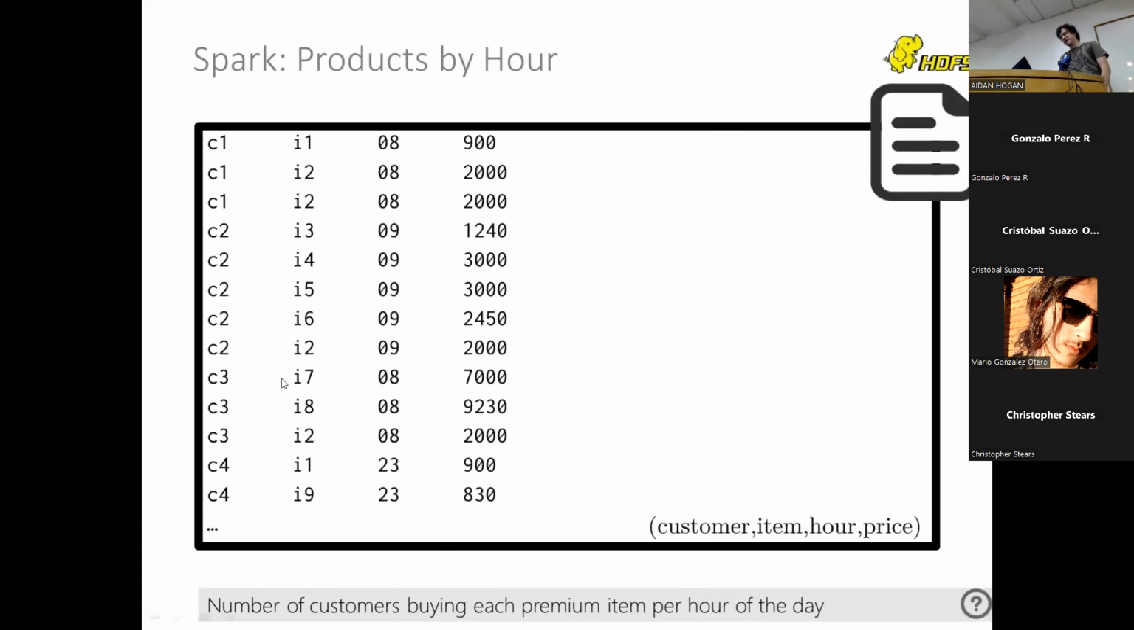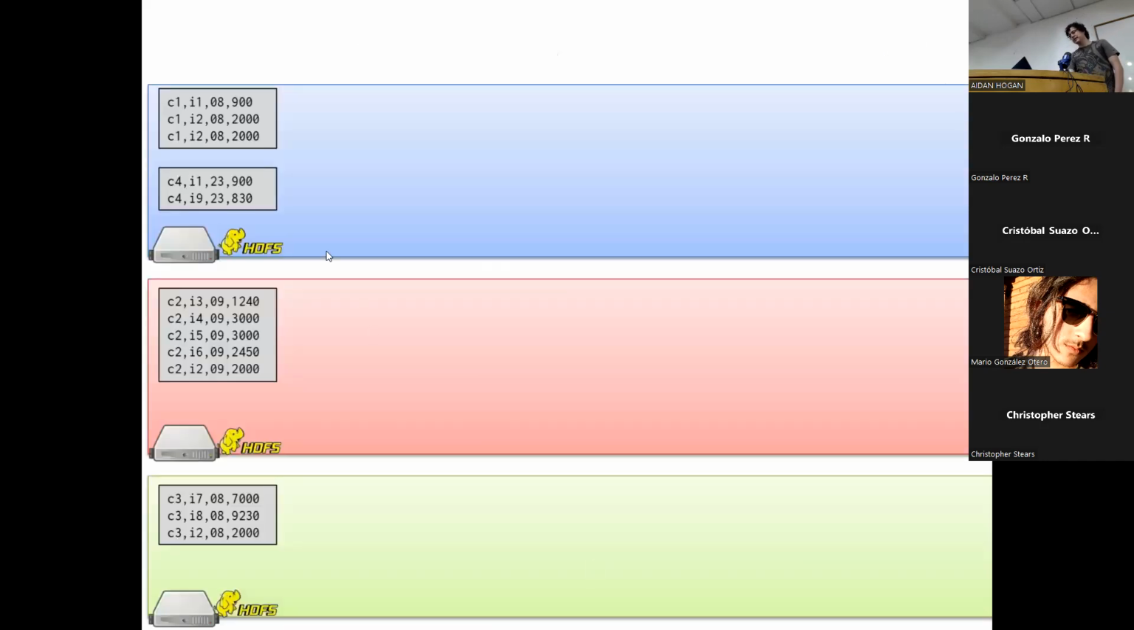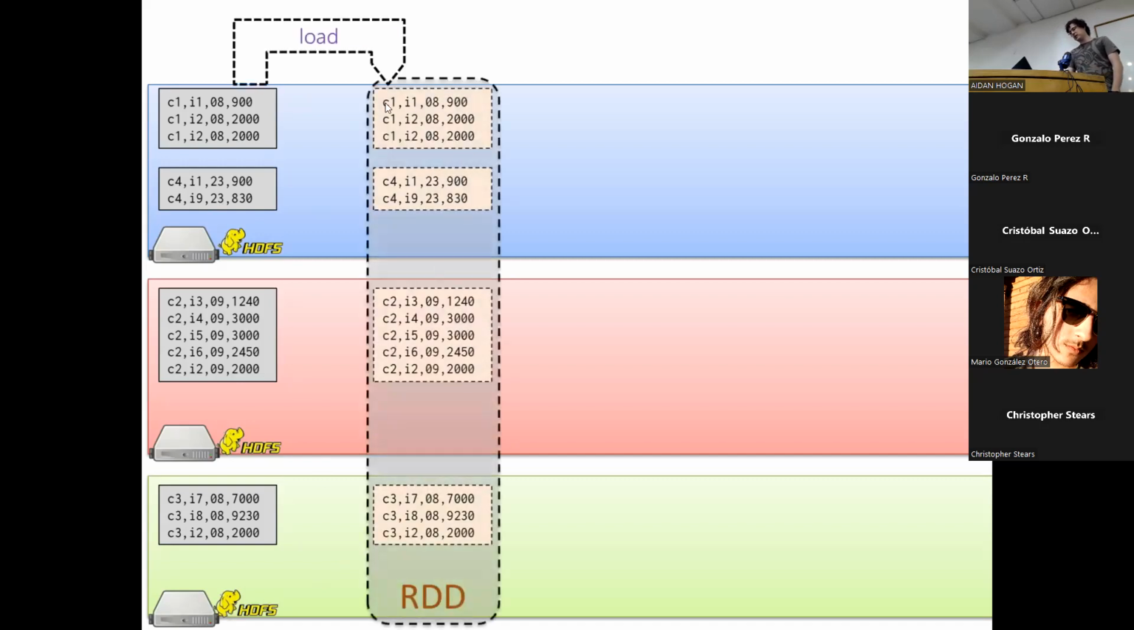First of all, I'm going to simplify the data a little bit so that it can be presented more neatly. So we have customers, items, hour of the day, and prices. We're going to start with our data in an RDD. It could be partitioned across different machines. In this case, it happens to be partitioned by customer. It's not necessarily the case that it needs to be partitioned in this way, but we'll assume it is. So we load the data into an RDD. And here, since all these things are dashed, we assume that we can load all of the data into memory.